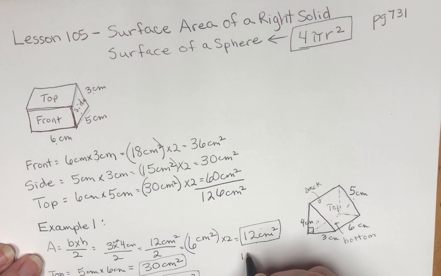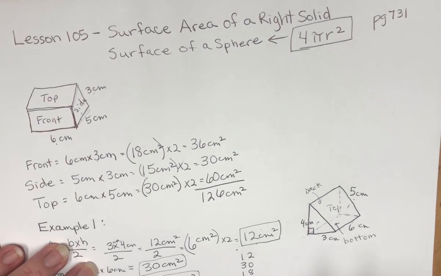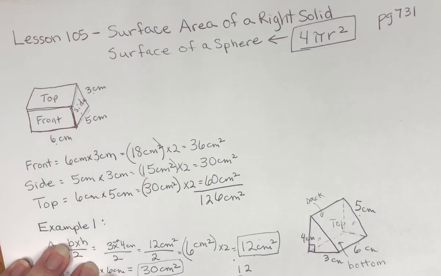So I'm going to add these up: 12, 30, 18, and 24. 84 centimeters squared. 84 centimeters squared. And that is my answer to get all of those put together.